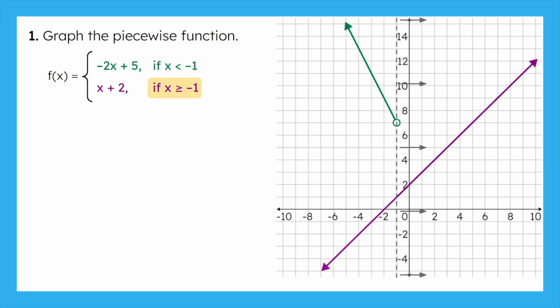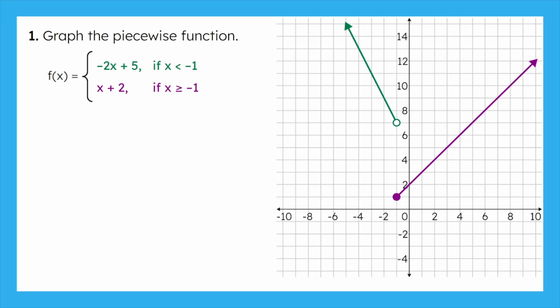The domain of the second interval is x is greater than or equal to negative 1. So we'll erase any part of the line with an x value that doesn't fit that domain. What about the endpoint when x is negative 1? Because this interval includes negative 1 in its domain, this time the endpoint will be a closed circle. And now we have our completed piecewise graph.